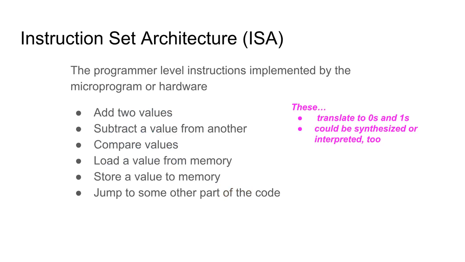The layer above the microarchitecture is the instruction set architecture. Now, at this level, we are basically exposing what the programmer level instructions are to the lowest level system software we can write. So here we have instructions like addition, subtraction, comparison, loading values from memory, storing values to memory, jumping off to some other part of the code to run it, jumping back from that code to continue where we left off, those kinds of things.